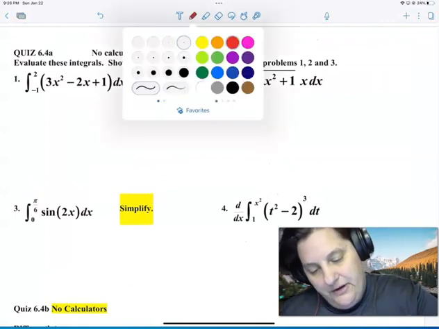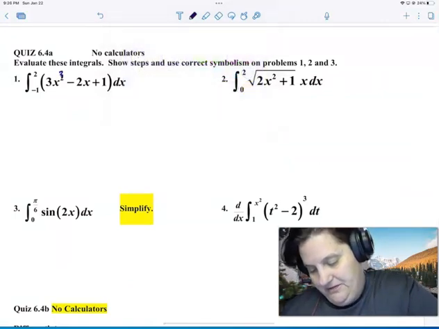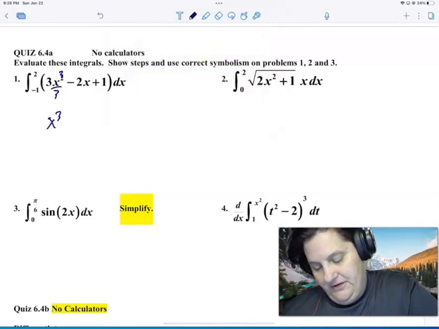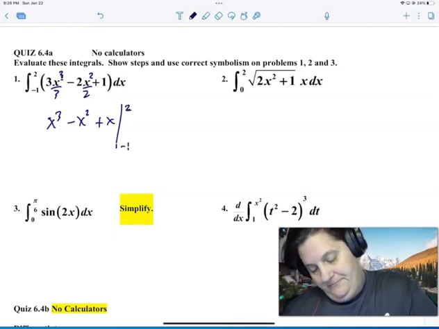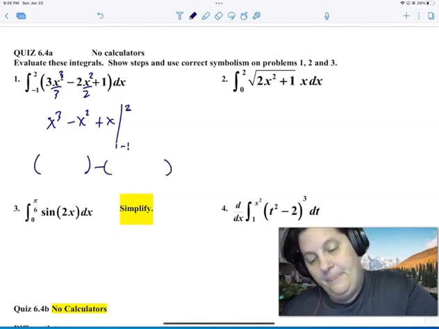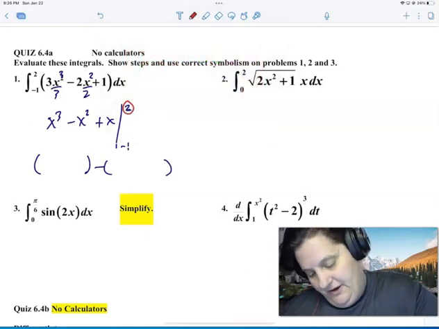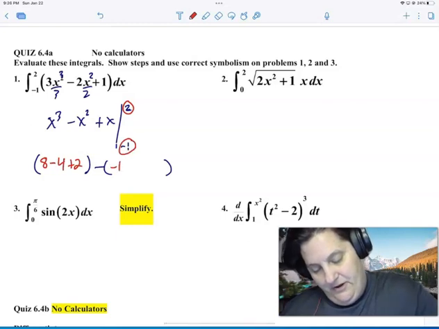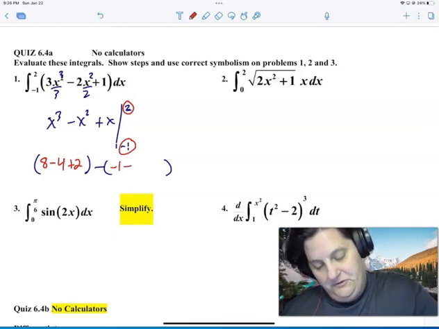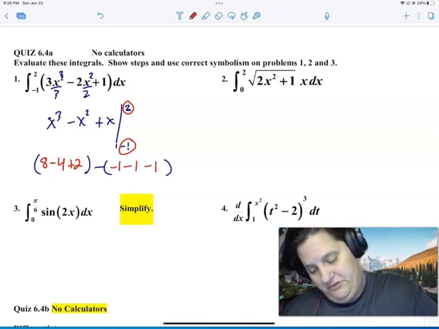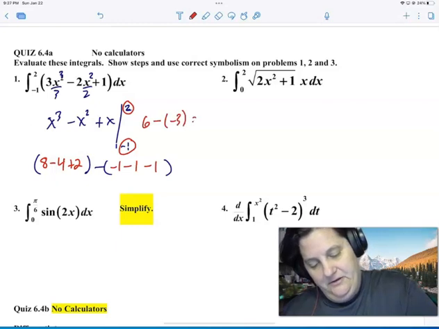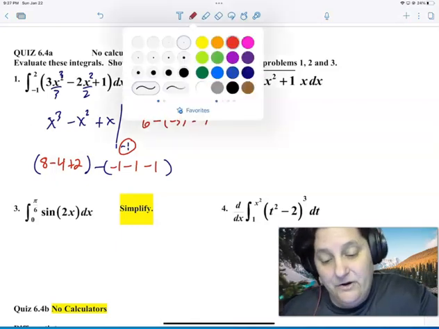No calculators. Great. That's x to the third over 3. 3's cancel out. That's x squared over 2. 2's cancel out. And I'm evaluating this from 2 to negative 1. When I plug in 2, I get 8 minus 4 plus 2. When I plug in negative 1, I get negative 1 minus, negative 1 squared is 1, minus 1. Interesting. So I get 6 minus negative 3. So I get 9 for that one.